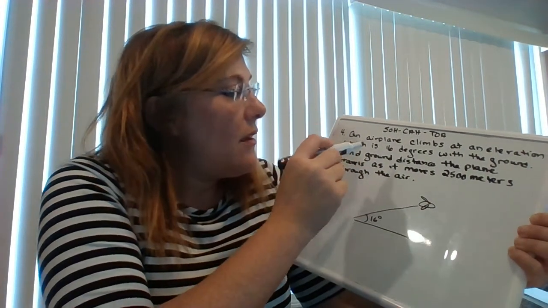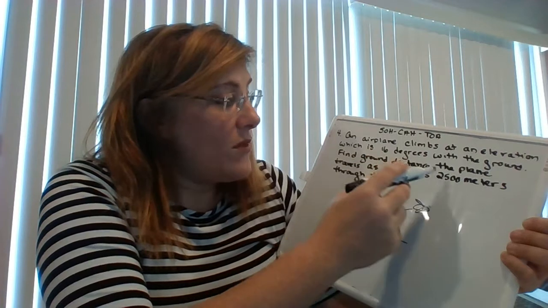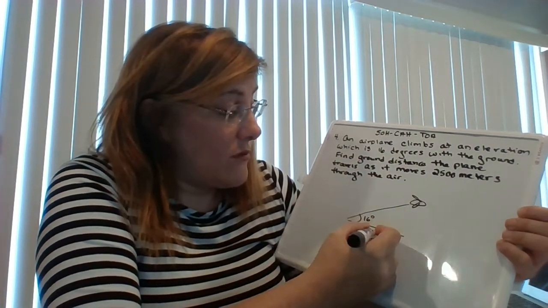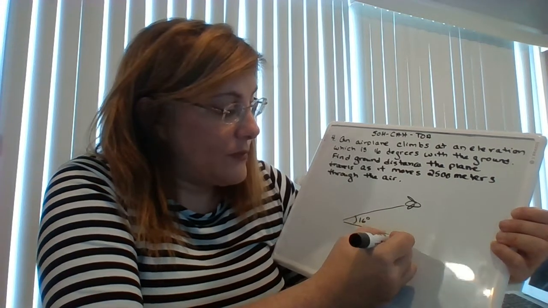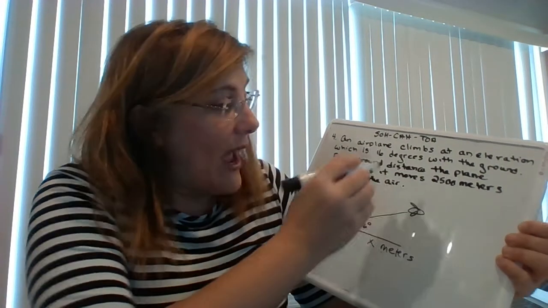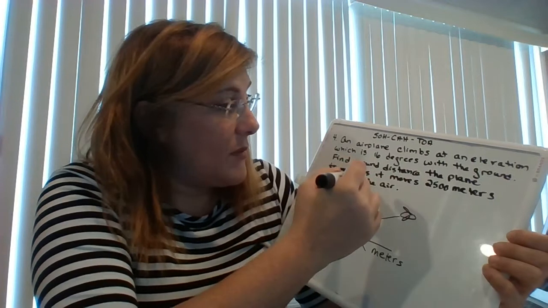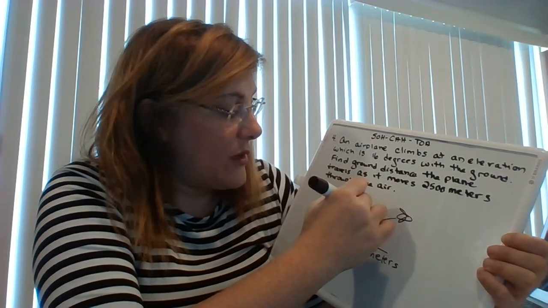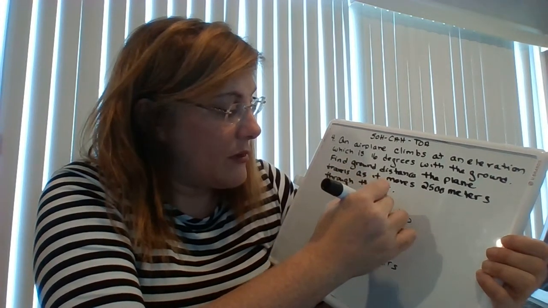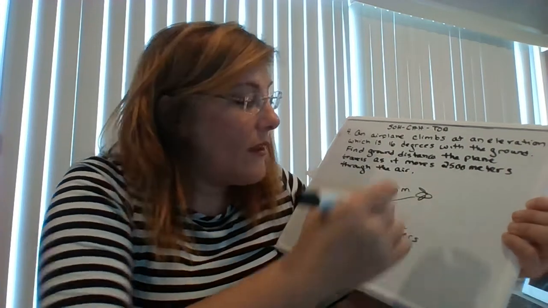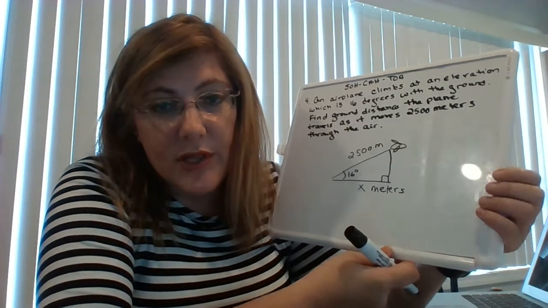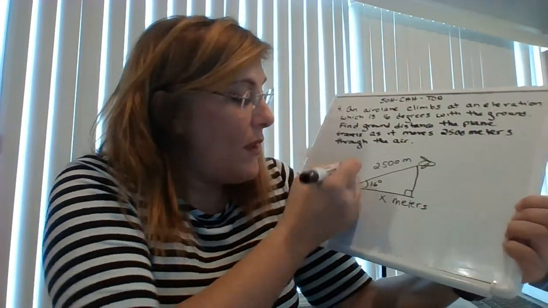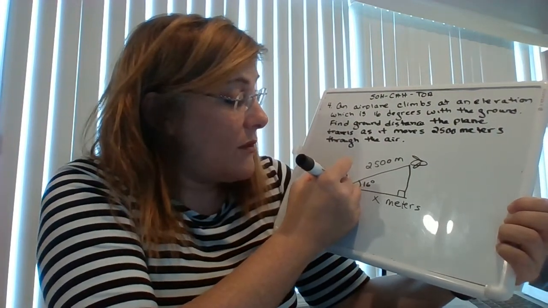Now, it says find the ground distance the plane travels. Well, that's going to be this, x meters, as it moves 2,500 meters through the air. 2,500 meters, right there. So, once again, we have a triangle. We're going to use trigonometry. It's a right triangle. We are standing over here at the angle that we're given.